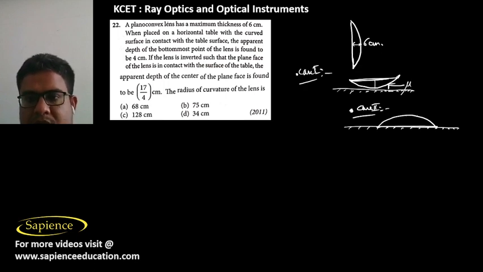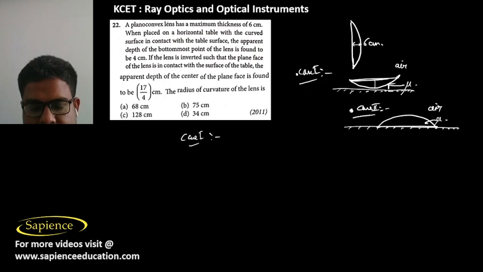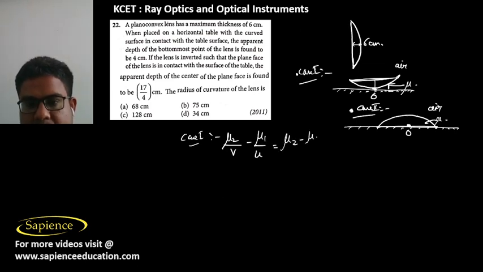Suppose the refractive index of the lens is mu and outside there is air. For case 1, the point O is the bottommost point. Here we have to apply the rule for refraction at a spherical surface, that is mu2 by v minus mu1 by u equals mu2 minus mu1 by r.